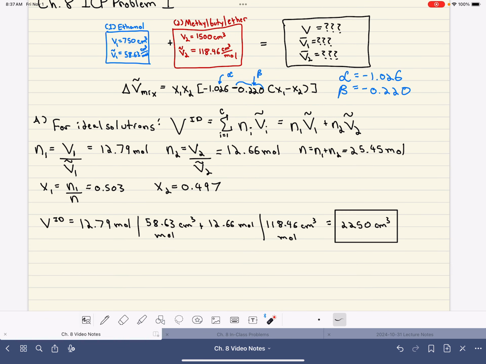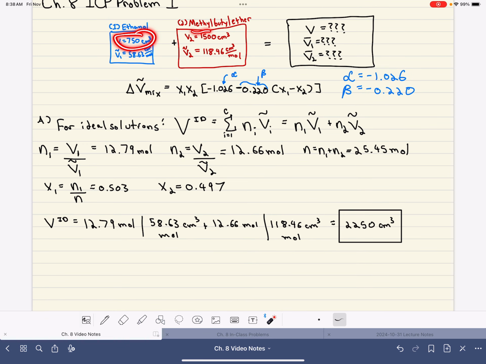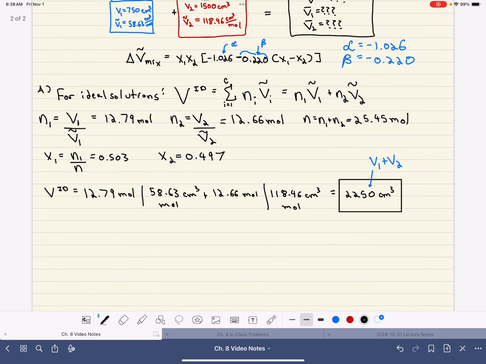And if you take a look at the V1 and V2 values we have here, you'll notice that this final volume is just equal to V1 plus V2. And that fits the idea that with the ideal solution, you would just expect your total volume to be equal to the sum of the volumes of the pure components. And so that's how we get the ideal solution volume.